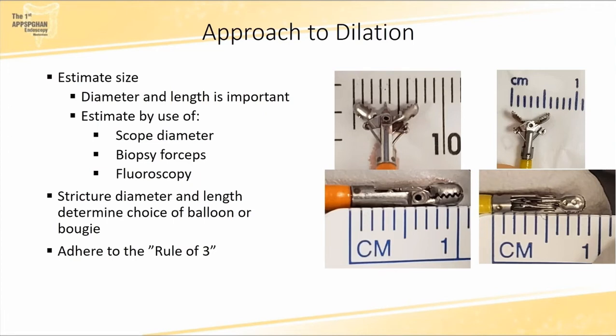Classically, we're taught to adhere to the rule of 3. The rule of 3 is once you know the stricture diameter, you typically pass no more than 3 serial increasing Savary dilators. Or in balloons, we adapted this: you estimate the size of the stricture, let's say 6 millimeters in diameter, and typically you would only go 3 millimeters above that. So I would only go up to a balloon of 9 millimeters, for example, to adhere to the rule of 3. But the question comes up, do you always have to adhere to this rule?